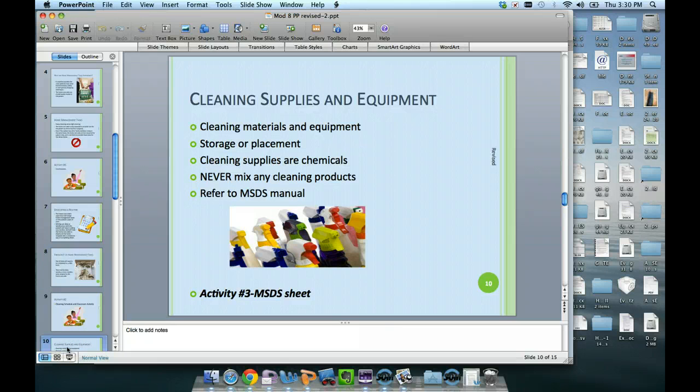So cleaning supplies, this is always an interesting discussion to have in class. You should have looked at MSDS or Material Safety Data Sheets in Health Science 2. So as well as writing out this plan of care, we have to look at the cleaning supplies that are in the house. Make sure that we read all the labels of those cleaning supplies. And remember that cleaning supplies are chemicals and therefore they should never be mixed.